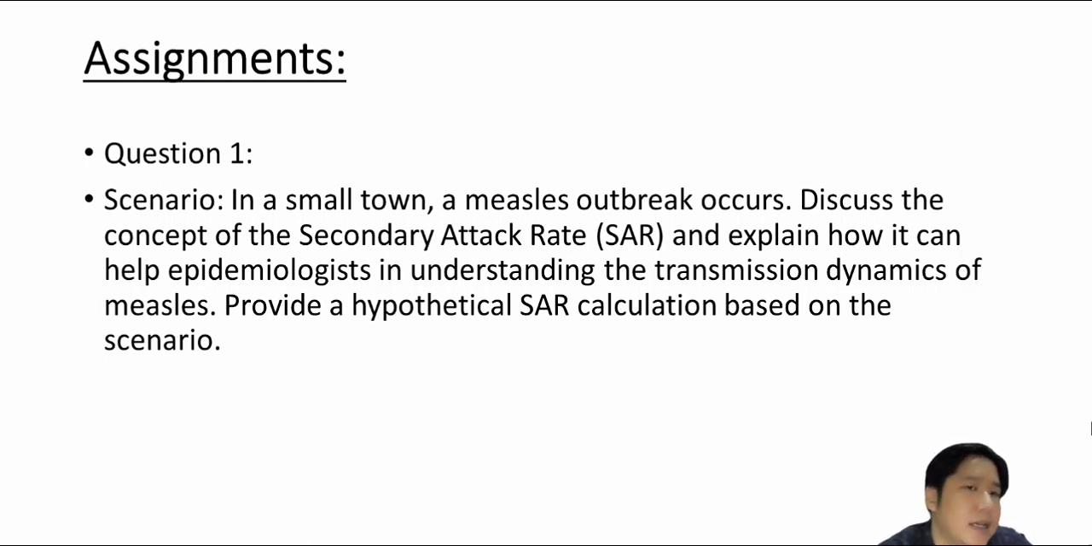Okay. For question 1, let's say the scenario: in a small town, a measles outbreak occurs. Discuss the concept of the secondary attack rate and explain how it can help epidemiologists in understanding the transmission dynamics of measles. Please provide a hypothetical SAR calculation based on the scenario. Okay, let's say, for instance, if 20 out of 100 unvaccinated children exposed to a measles patient contract the disease, the secondary attack rate would be 20%. Yeah.